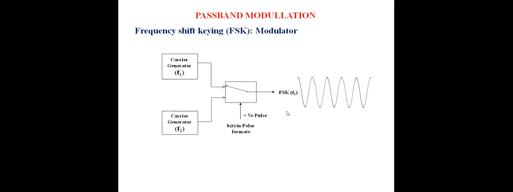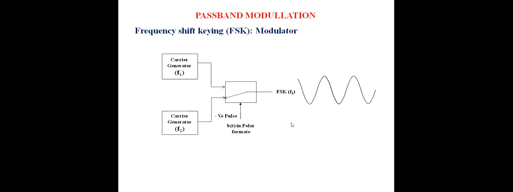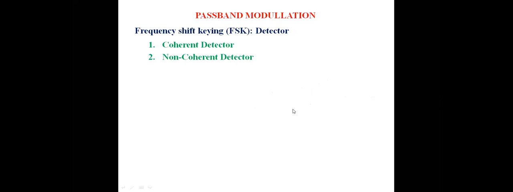Now, is it clear how to generate an FSK signal by using an FM generator, that is a frequency modulator, or otherwise by using two carrier generators and a switch circuit? Now, let us know about detection. How an FSK signal can be detected, demodulated.